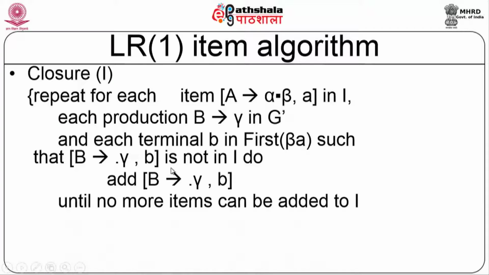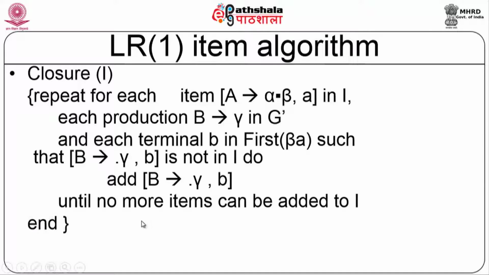So, what is the situation? I have to look at the dot, that is going to be before a symbol beta. If that beta begins with a capital B, supposing B produces gamma, I have to look at first of beta a. First of beta a is considered, and supposing you have first of beta a as some terminal b, you have to add the production into the item, B produces dot gamma comma b, if it is not in I, add it, until no more items can be added to I. So, this is your situation.